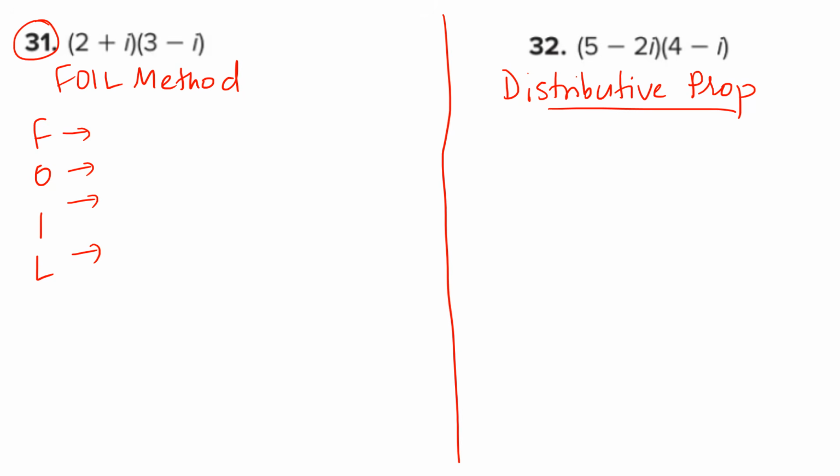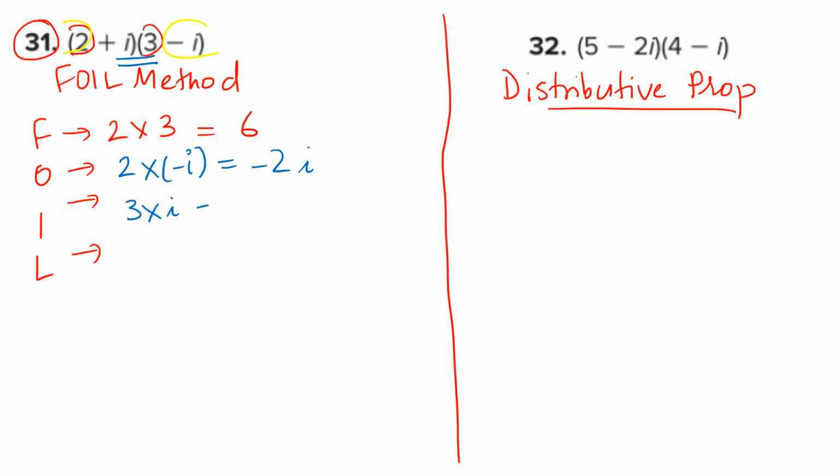F means the multiplication or the product of the first terms. So the first term here is 2, here it is 3. Multiply 2 times 3, 6. O is outer terms, means the outside terms. So outside is 2 and minus i. Remember, you have to take the sign also. So 2 multiplied with minus i, so negative 2i. I is inside terms, so 3 multiplied with i, so that's 3i. And L is the last terms, so i multiplied with minus i, there is a negative sign and iota.